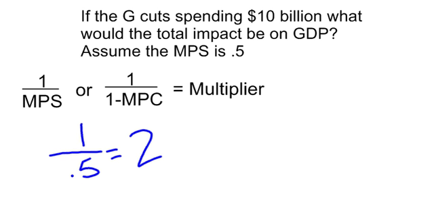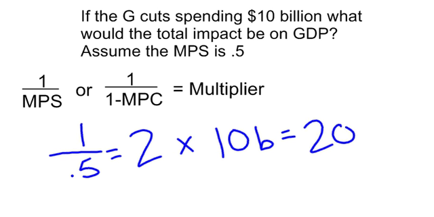If the government is going to cut spending by $10 billion, because it is direct, 2 times 10 billion means that GDP will decrease by $20 billion.